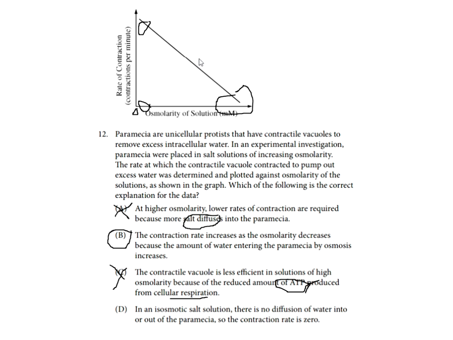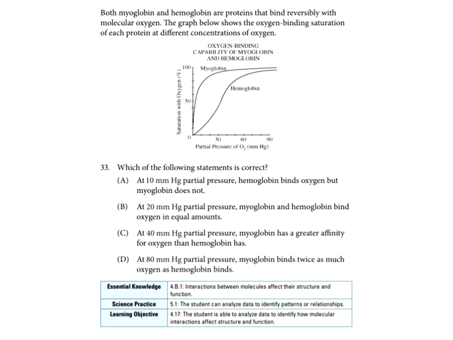And then D, in an isosmotic salt solution, there is no diffusion of water into or out of the paramecium, so the contraction rate is 0. Well, that's not something we can verify from this particular graph. We don't know where there might be an isosmotic point because it never intersects at either point. So we don't have enough information for that particular one. Okay?